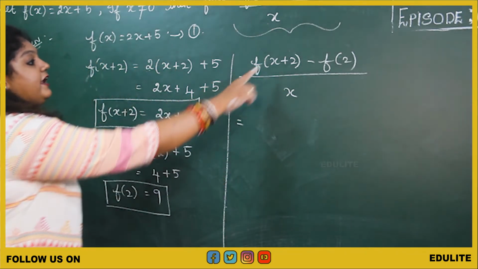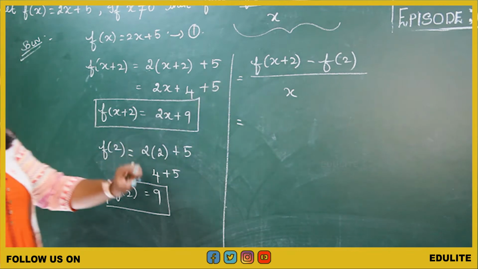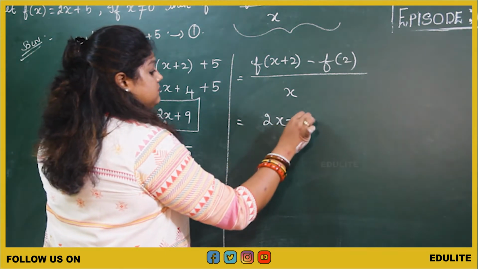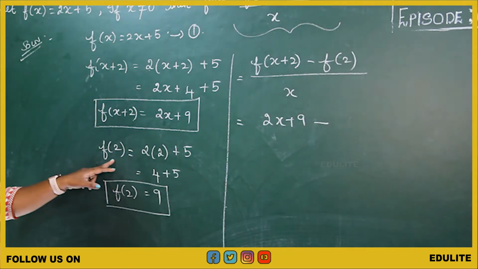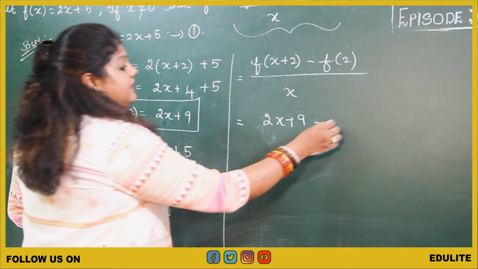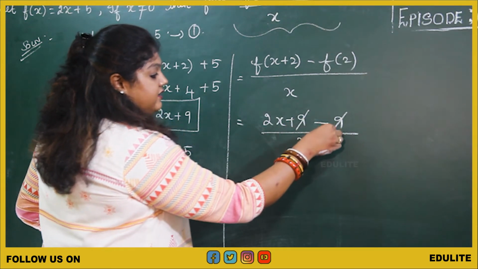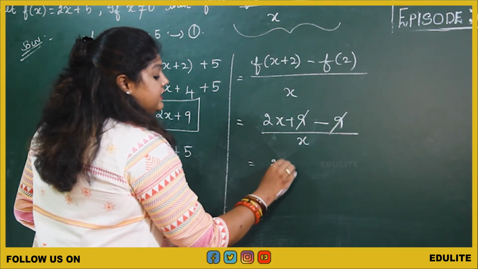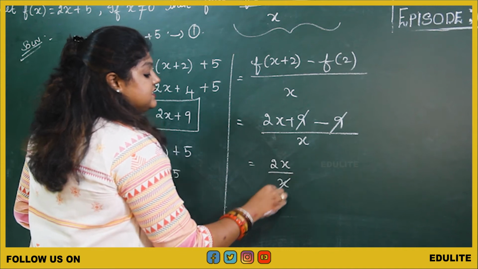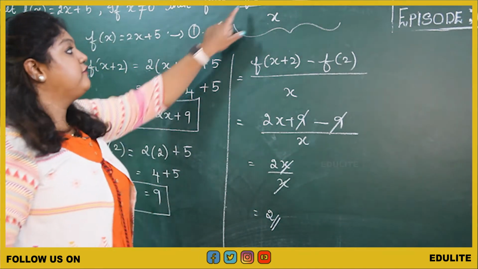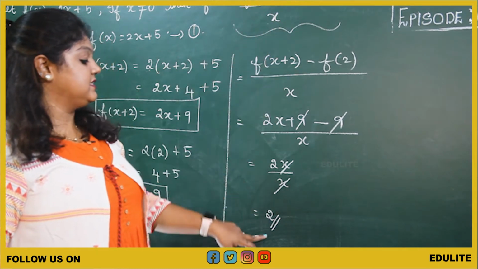So, we got the value of f of x plus 2 as 2x plus 9, minus f of 2 value as 9, divided by x. Plus 9 minus 9 will get cancelled. The remaining term is 2x by x. x and x will also get cancelled. Therefore, the answer is 2. f of x plus 2 minus f of 2 by x is 2.